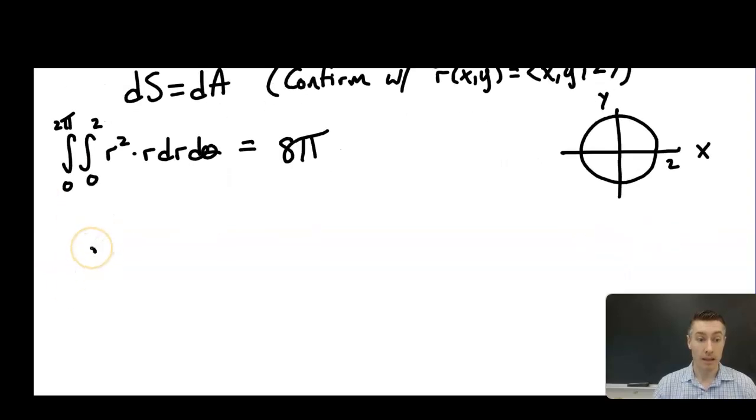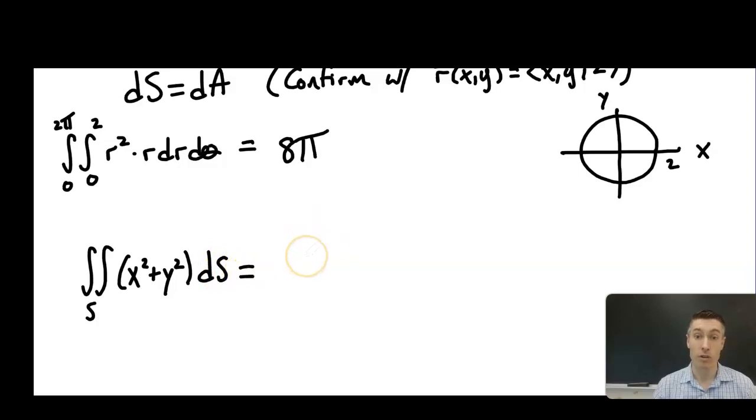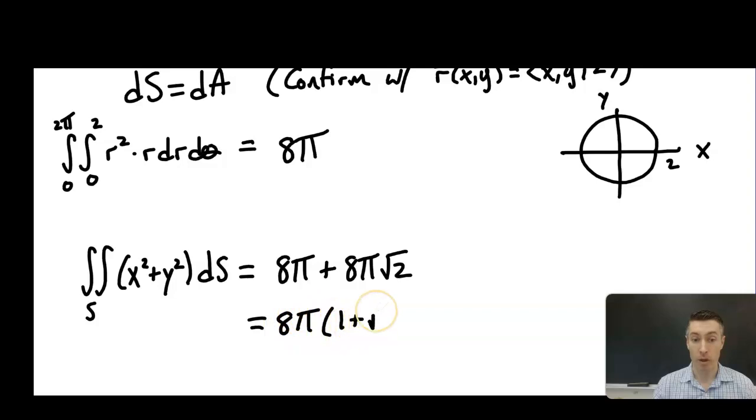So that means that the double integral over the closed surface S of x squared plus y squared dS, which is the original question we were looking for, is 8 pi plus 8 pi root 2, which we could say is 8 pi times 1 plus square root of 2.